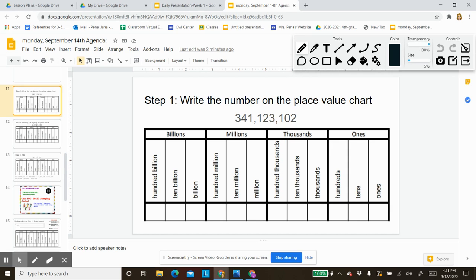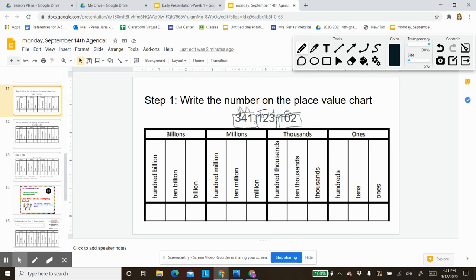So I'm going to go ahead and break this up into my place value groupings so that I can write them down real easy. So I have 102. Those are going to be my ones. 123,000. That's my thousands grouping. And then 341 millions is my millions grouping.